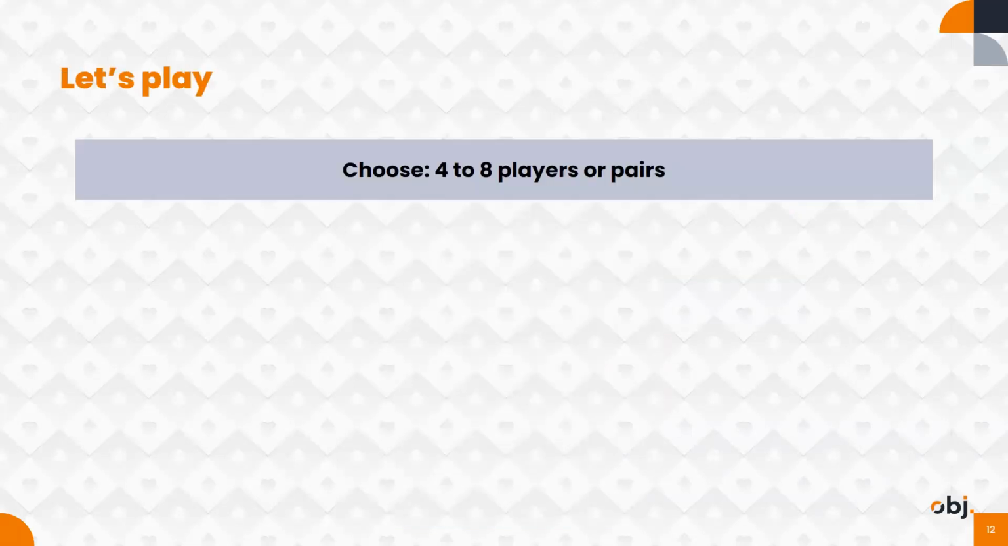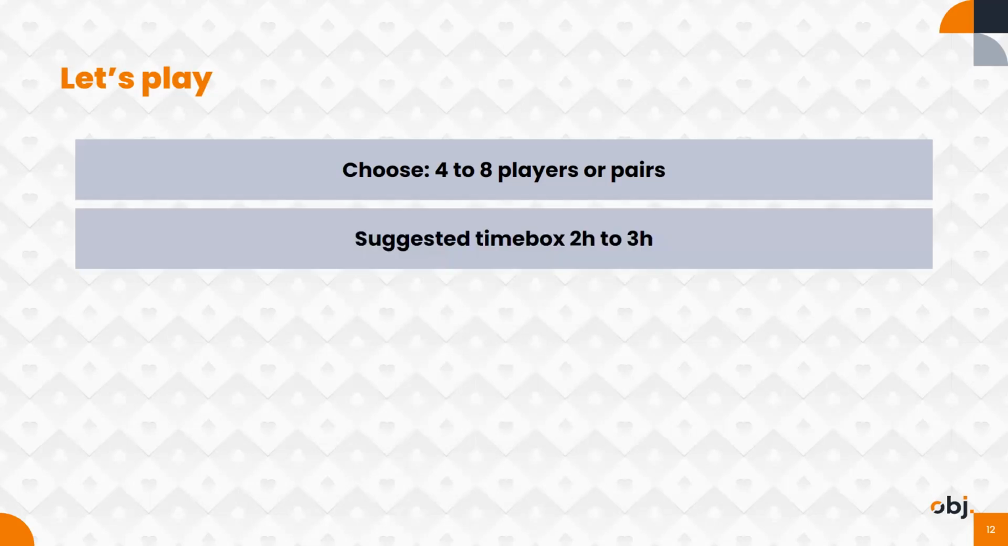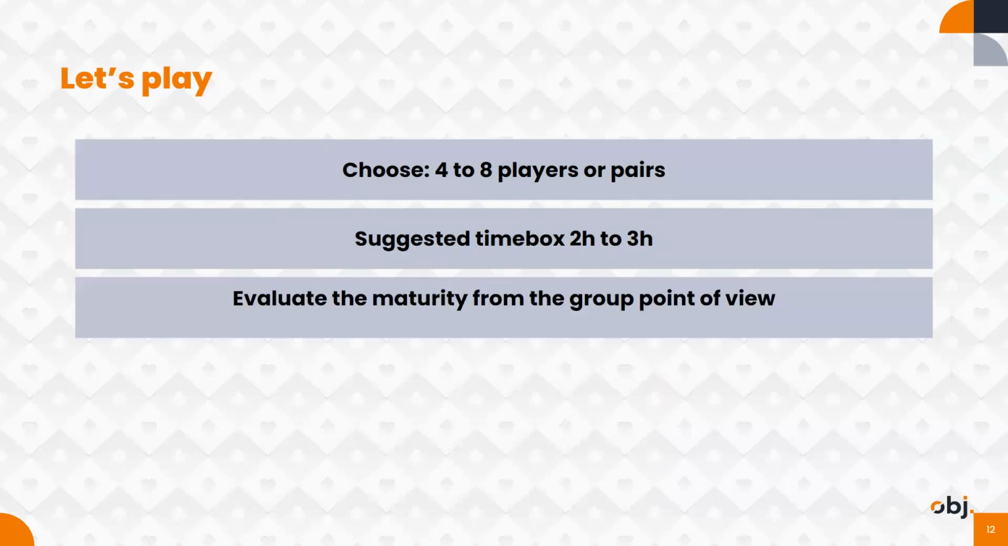So how do we play? When we have a deck of cards, we choose 4 to 8 players or pairs. If you have more people to play the game, you might use pairs to have more discussions. And we suggest a time box of 2 to 3 hours to go through all the deck. But if you have less time, you can go through part of the deck, and at least you're going to talk about the problems in the company. You're going to understand your environment more.